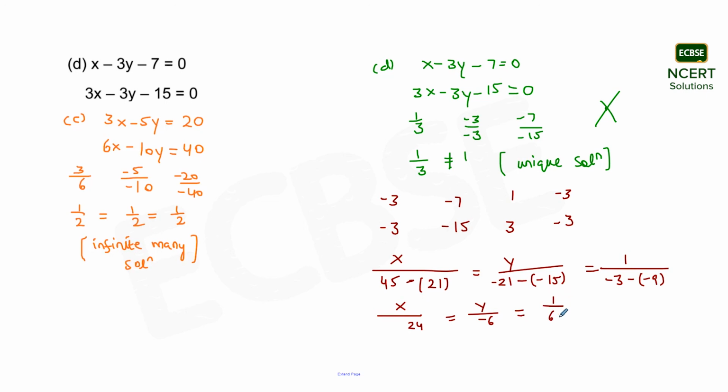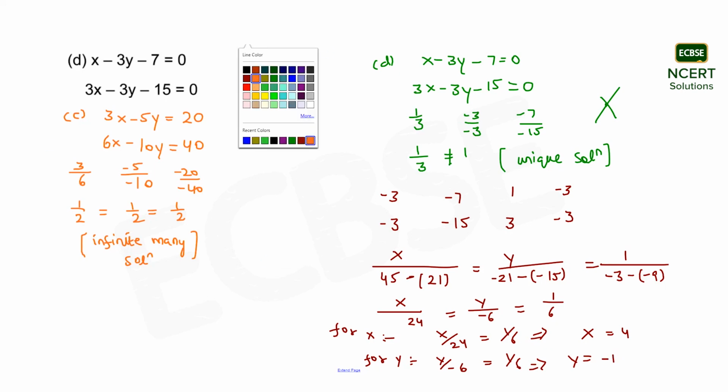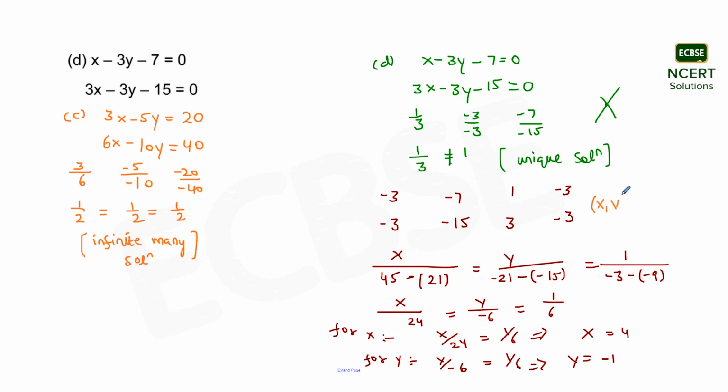So in order to get the value for x, I'll be equating the first ratio with the constant term. So here, x comes out to be equal to 4. And for y, I'll be equating the second with the third ratio. So from here, y comes out to be equal to minus 1. Means the unique solution for this very pair of linear equations is 4, minus 1. So this is the unique solution of these pair of linear equations.